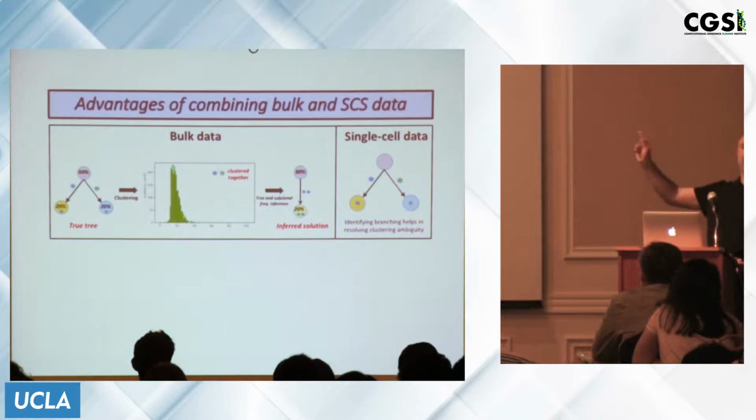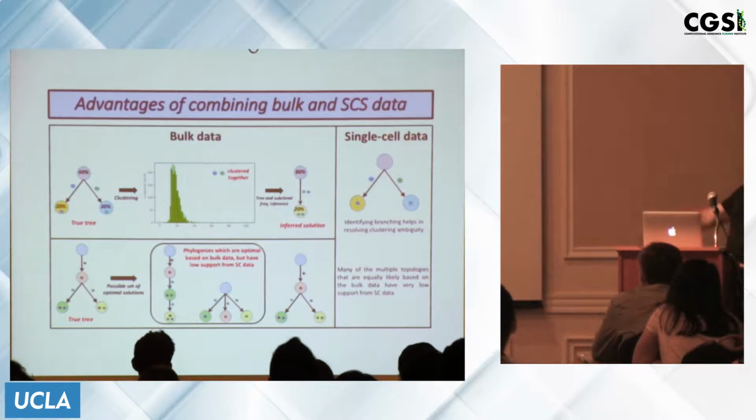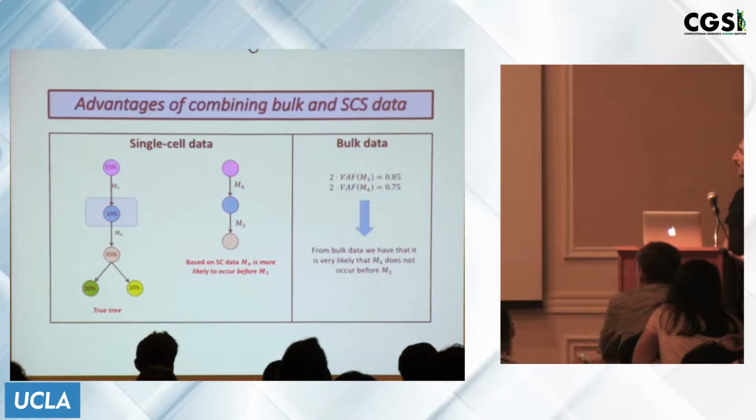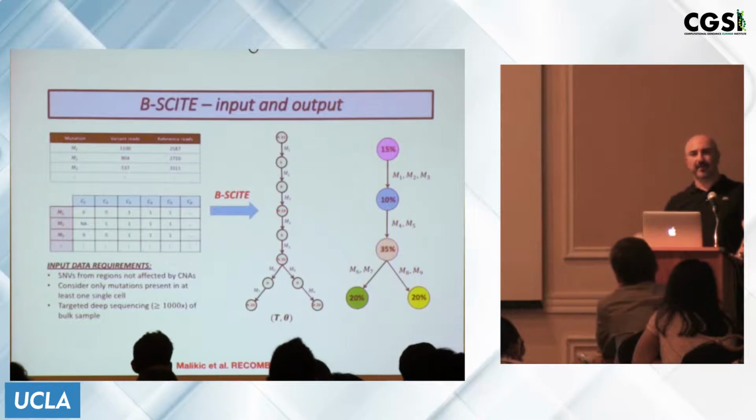And basically, the bulk data tells you the order of mutations. Single cell data gives you the topology much more accurately. Collectively, they should solve all problems there. And this is the general approach that we took in a recent paper that appeared in RECOMB this year, and hopefully the journal version will come up pretty soon.